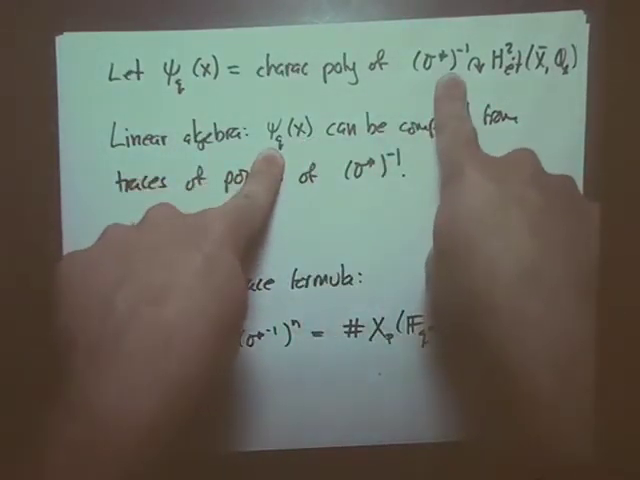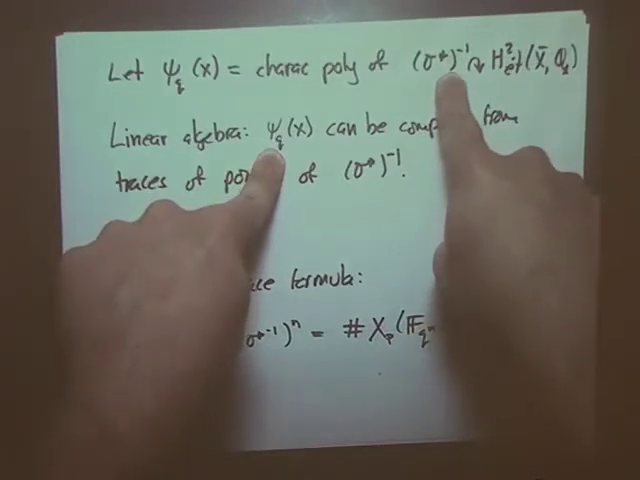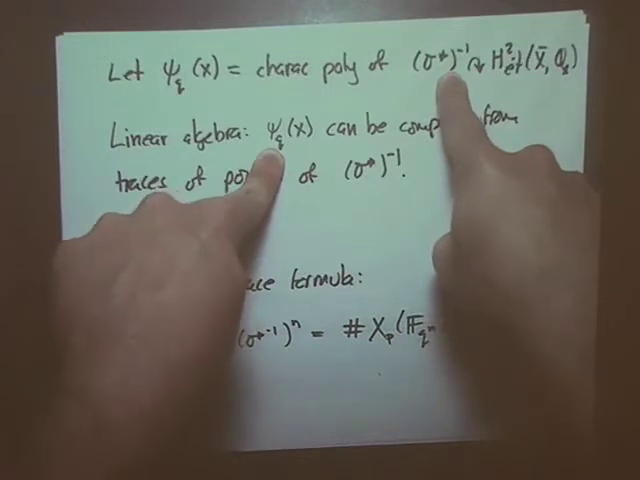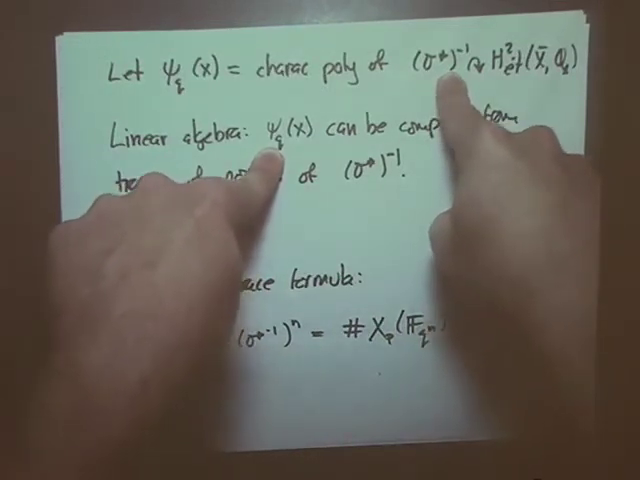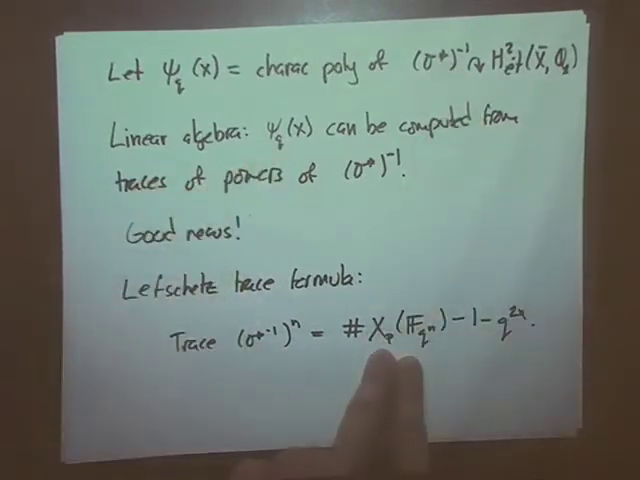And once I have the characteristic polynomial, I just factor it, and I look at the roots, and I look at the absolute values, and I see how many of the eigenvalues that are there are q times some root of unity. And there's my upper bound. So as long as I can count points, I'm in good shape.